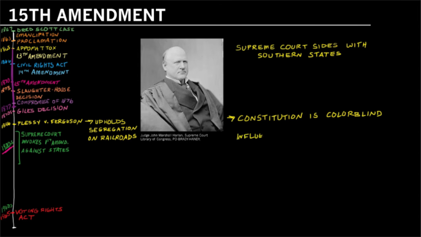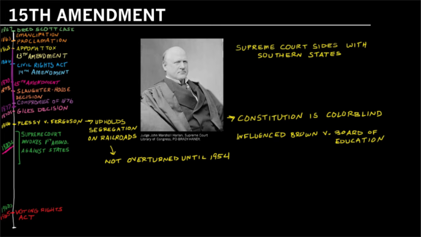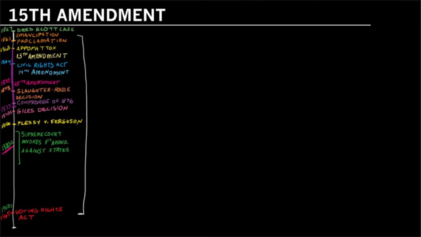Thurgood Marshall read Harlan's dissent before arguing Brown versus Board of Education, and it wasn't until 1954 that the Supreme Court essentially overturns Plessy and recognizes that segregation is a violation of the 14th Amendment. So from the 1870s to the 1890s, we pretty much have the undermining of at least the 15th Amendment and somewhat the Equal Protection Clause, and it's almost 100 years.